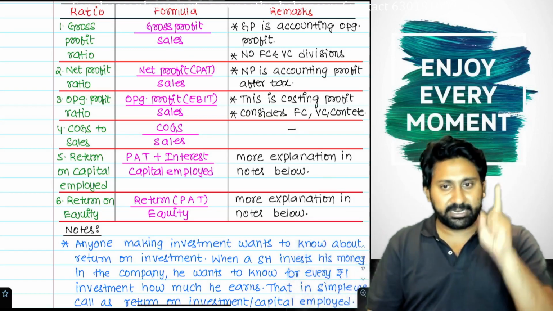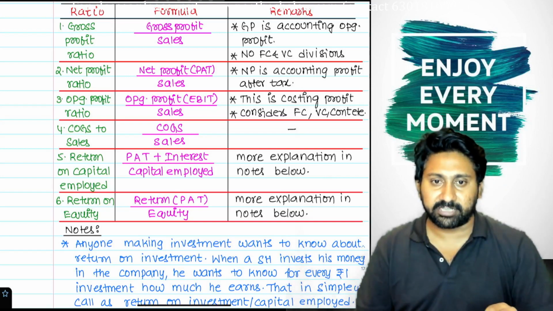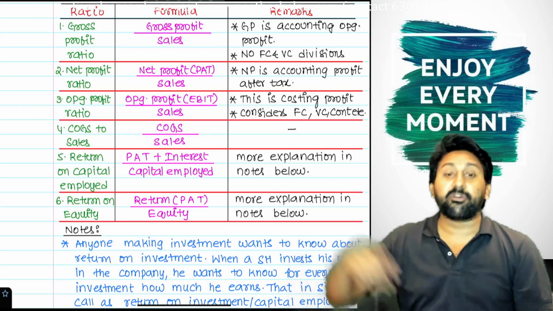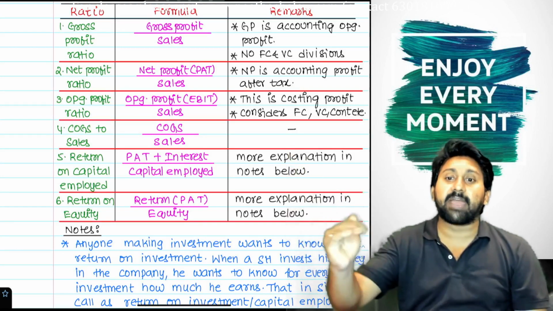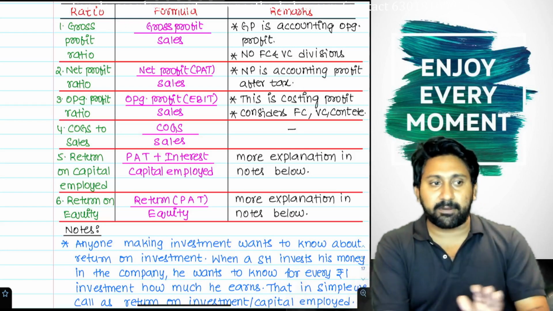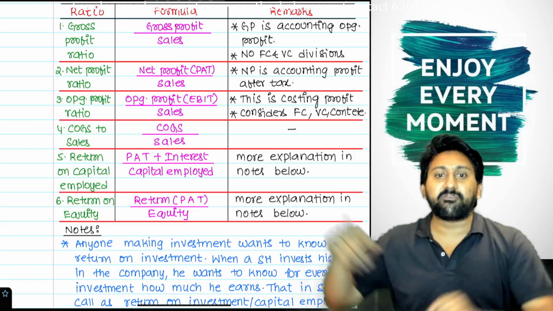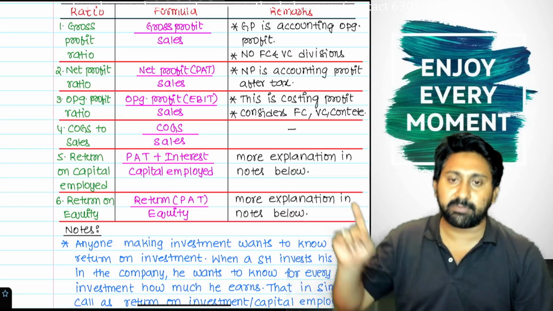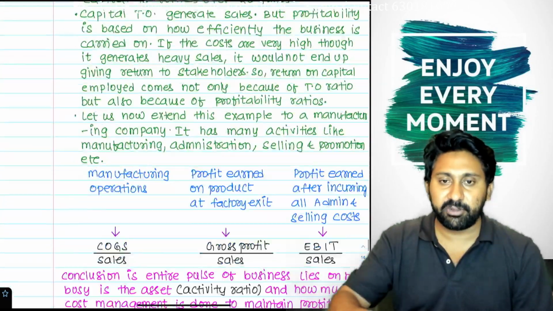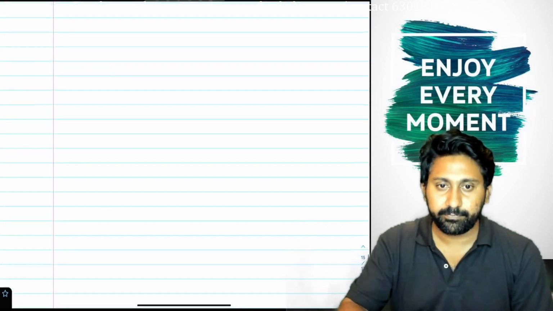Capital employed means what? Debt and equity, both are involved, yes or no? Debt will ask for interest, equity asks for PAT. Therefore, PAT plus interest in the numerator for capital employed. Return on equity: equity means not total capital employed, only equity funding. Therefore, PAT only will come in the numerator. That's why there is more explanation in the notes below. This we will discuss in video number 2 with a problem.